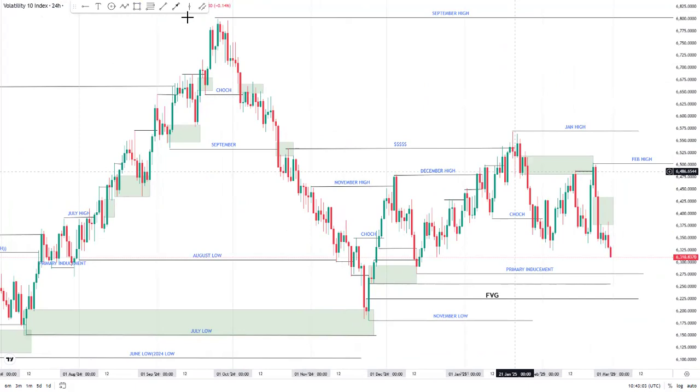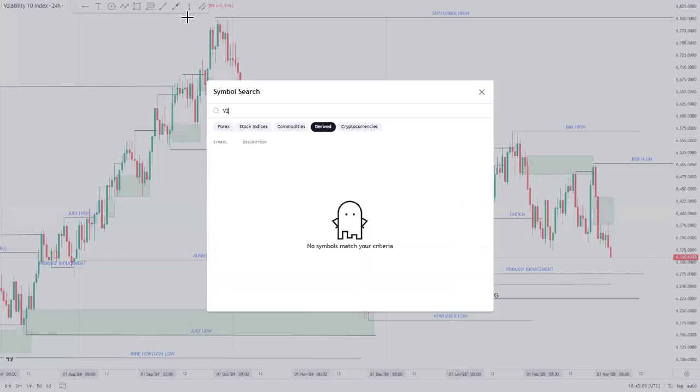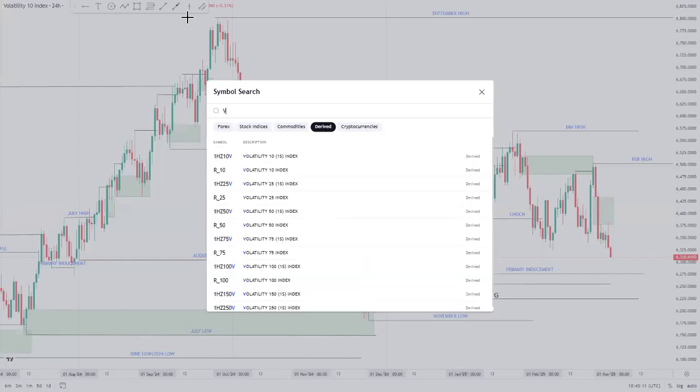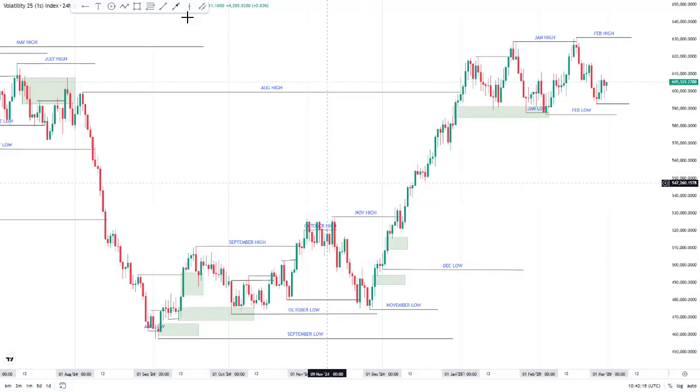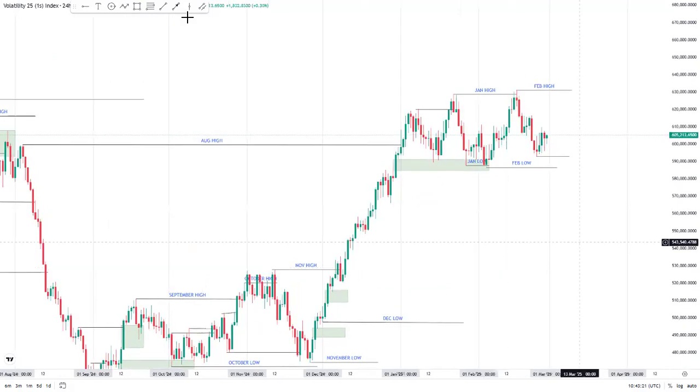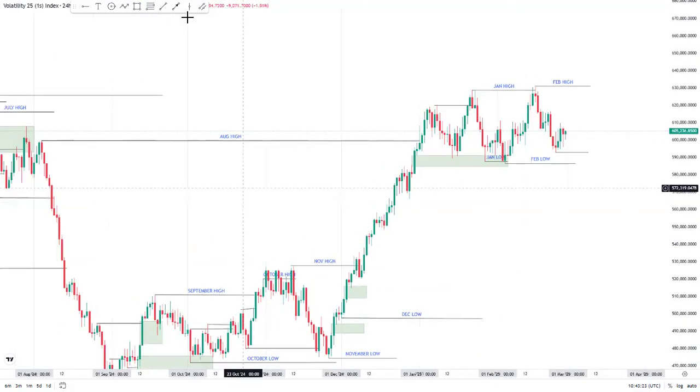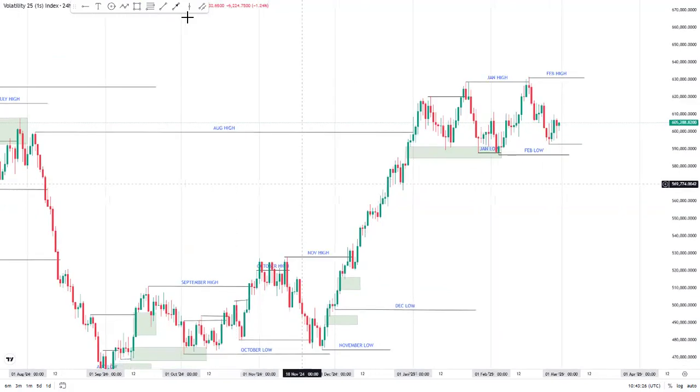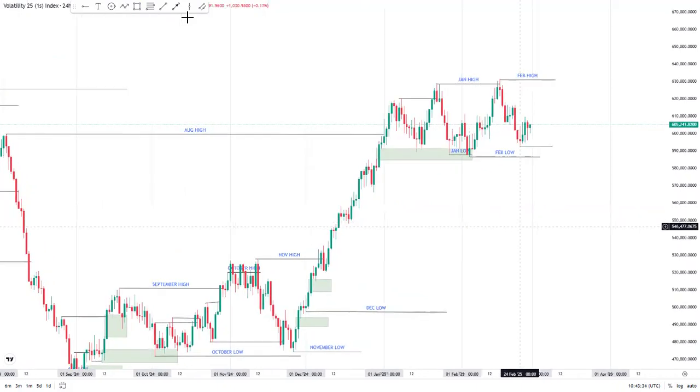You see, this is the daily time frame. Also, we have the V25. Let me check on V25. Yeah, we have V25 on 1S also. So checking on this V25 1S here, we have this January high, February high. So guys, it's simple.